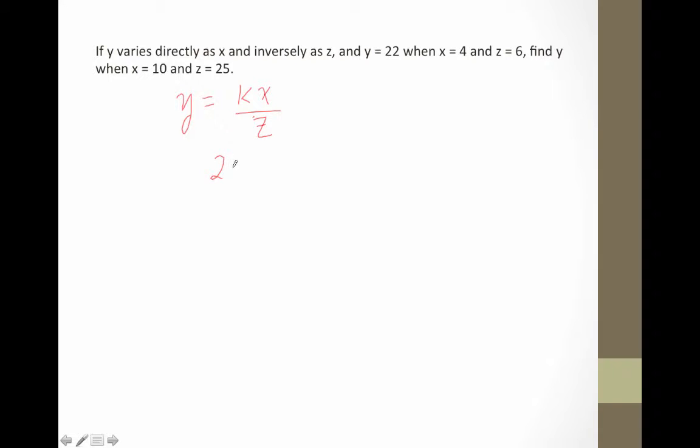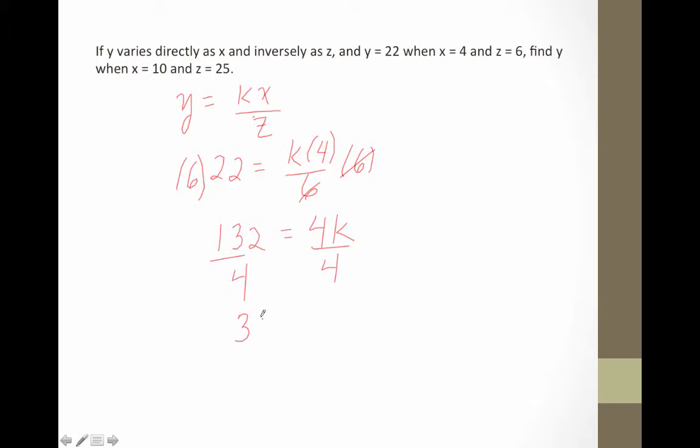Y is 22 when X is 4 and Z is 6. So plug in 4, plug in 6. We want to get rid of the 6. So we have 6 times 22 equals 4K, because only the 6's are canceled so far. We want to get rid of the 4, so divide by 4, so let's see, 33 is K.